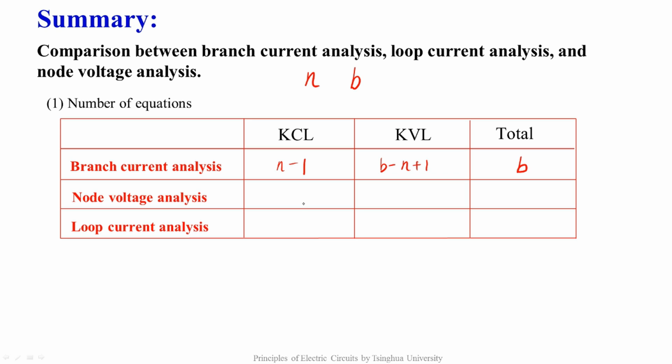For the node voltage analysis, as we mentioned before, the KVL equations are satisfied automatically, so we don't need the KVL equations, but the n-1 KCL equations are necessary. So the total number of equations is n-1. The KCL equations are satisfied automatically in the loop current analysis, therefore we don't need to write the KCL equations, but the b-n+1 KVL equations are necessary. The total number of equations is b-n+1.